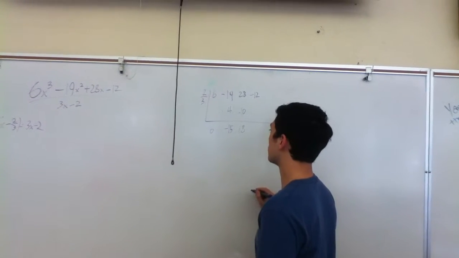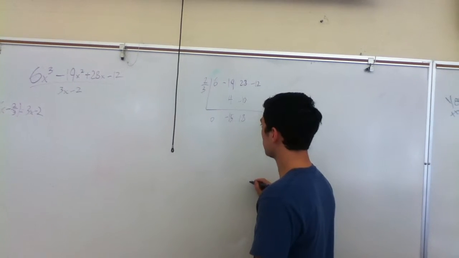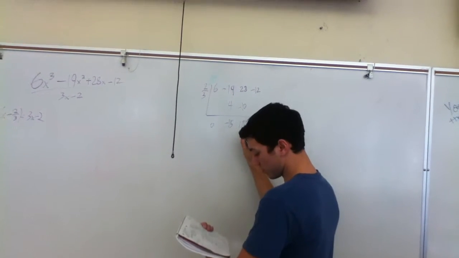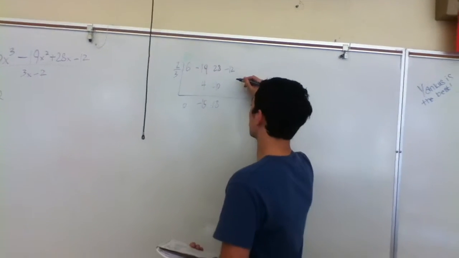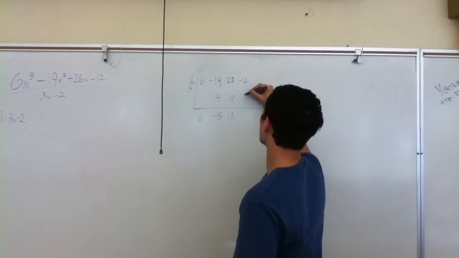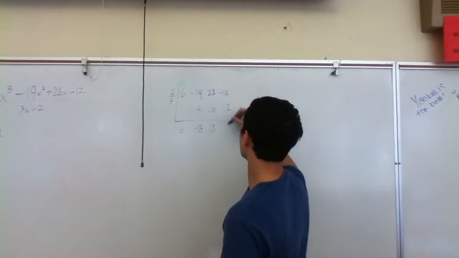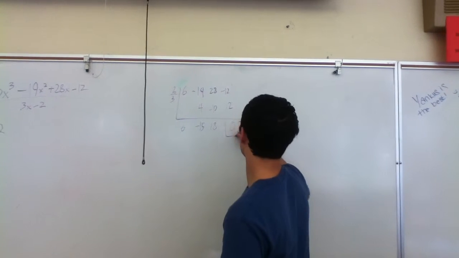36 divided by 3 is, wait, no, I'm an idiot. What is going on? Oh, yeah, that's right. So 36, then divided by 3 is then 12. And then this all cancels out, and we have a remainder of 0.